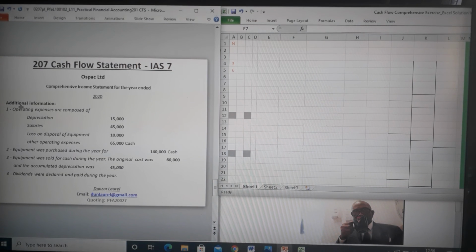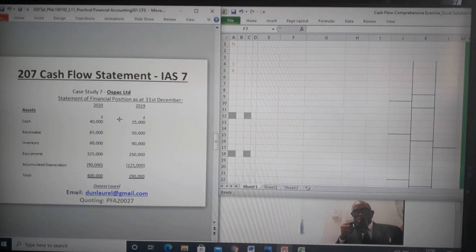I would recommend you go through the notes. I always start from the additional information. From the additional information, I start opening the relevant accounts, or allocate the figures to where they belong if I don't have to open an account. And then go back to the financial position and start working through. I will use Excel to explain this.